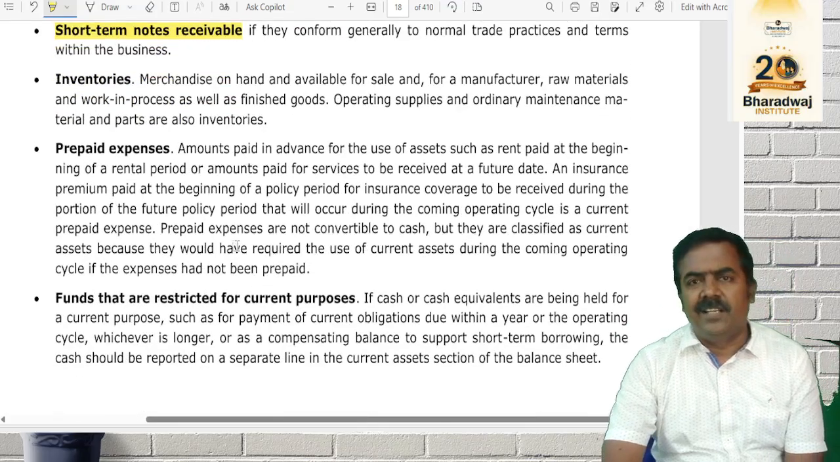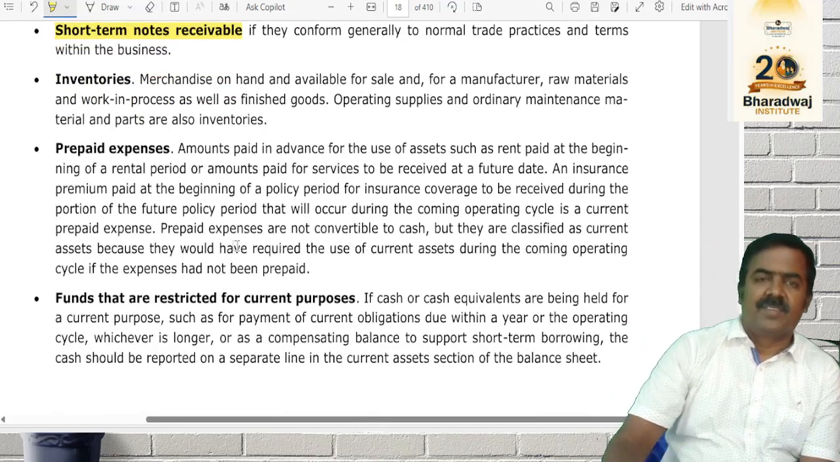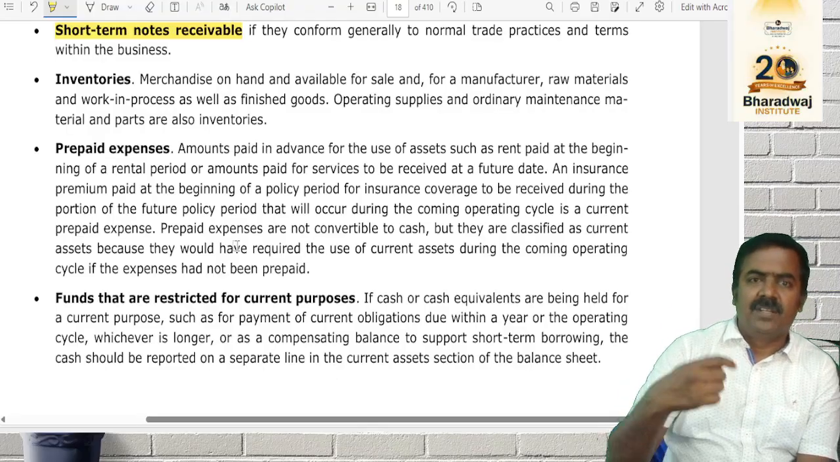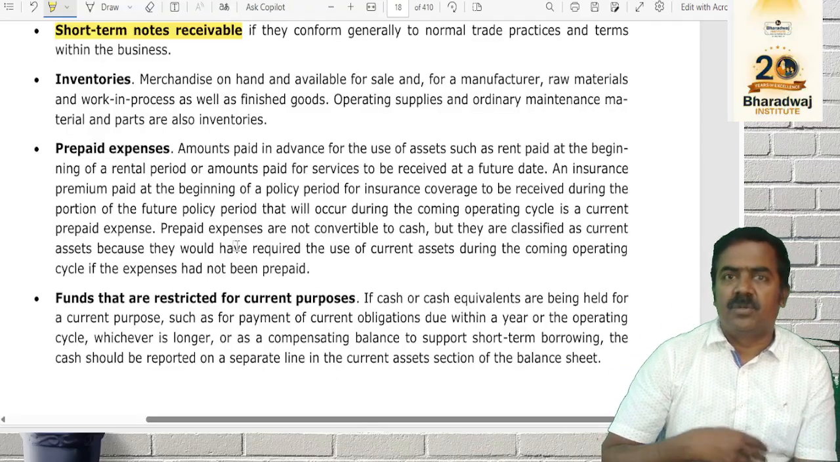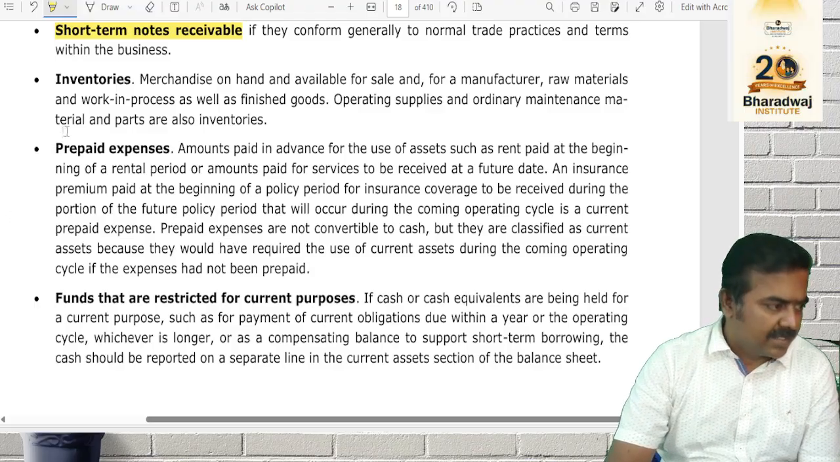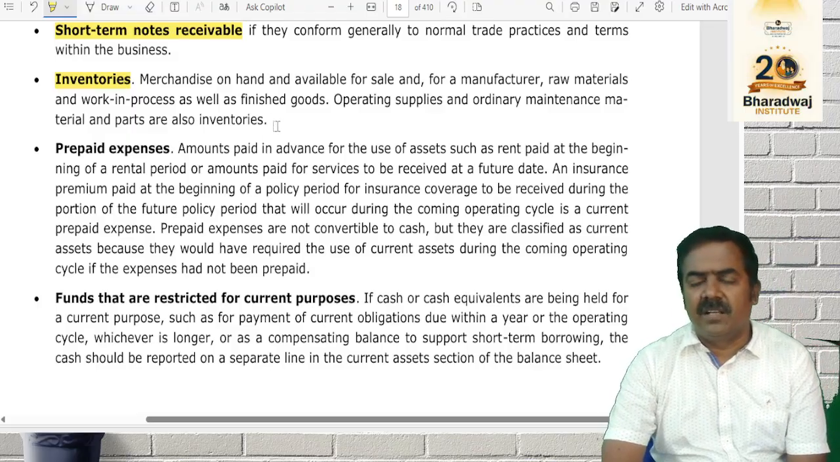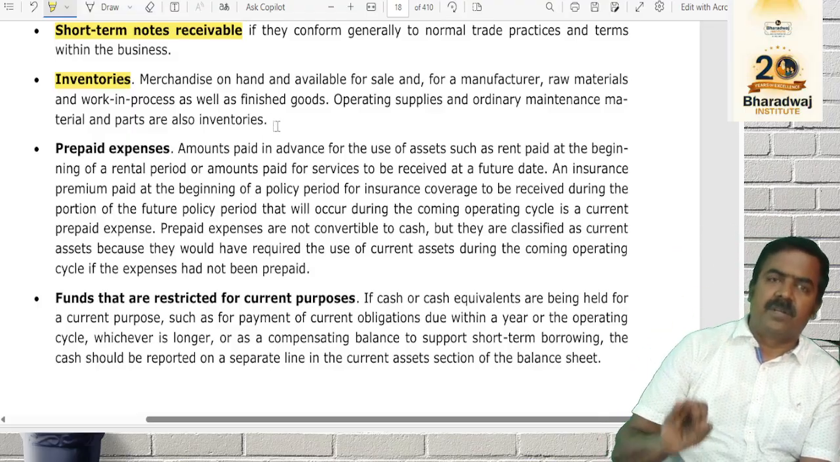In India, we call it bills receivable, bills payable. A bill is written in your name, that you agree to pay me the money within 2 or 3 months. What do we call it? Current asset, bills receivable.